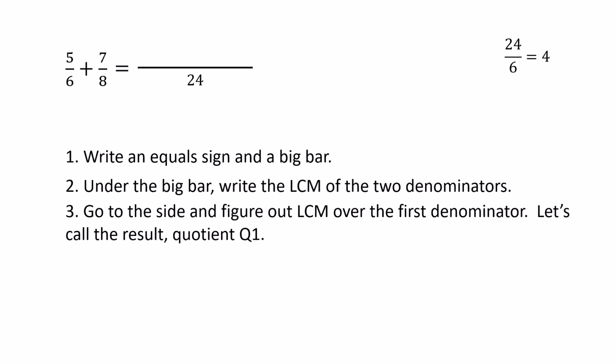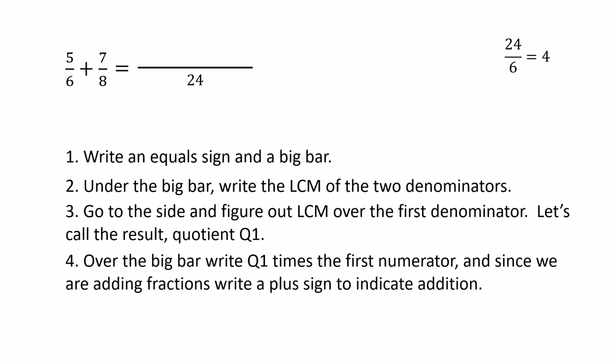So take that quotient 4 and multiply by the first numerator. That is because we divided the common denominator by the first denominator. This time the quotient should be multiplied by the first numerator. So we have 4 times 5. And then we are adding, so put a plus sign to indicate addition.